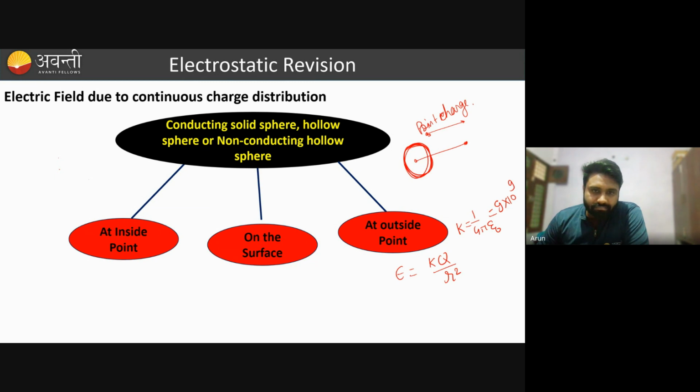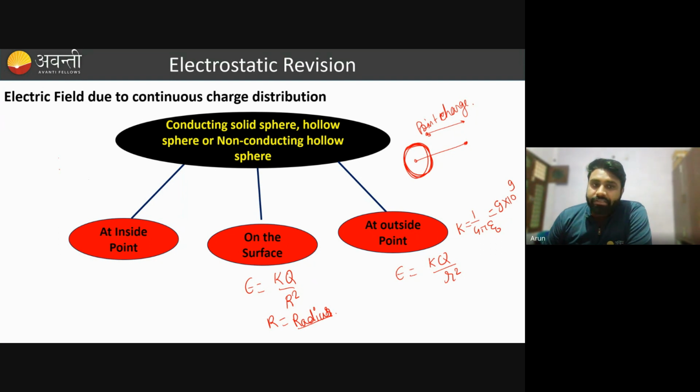Now on the surface, the electric field becomes E equals kq over capital R square, where capital R is the radius of the sphere, as we put r equal to capital R. Now we measure all the distances from the center of the sphere.